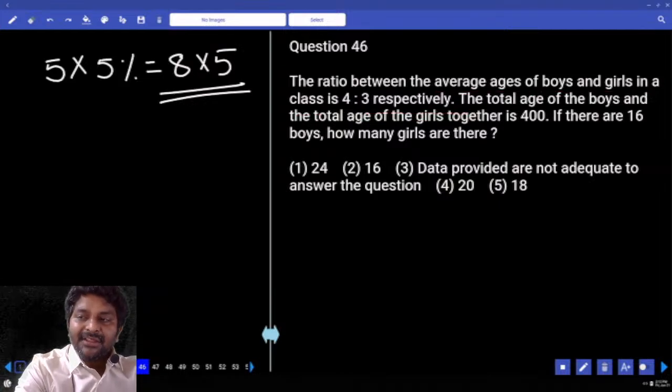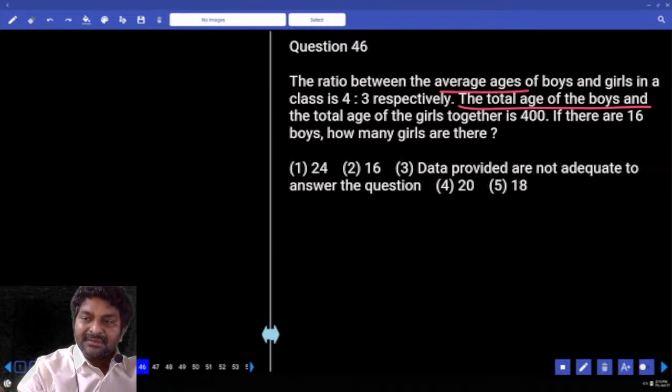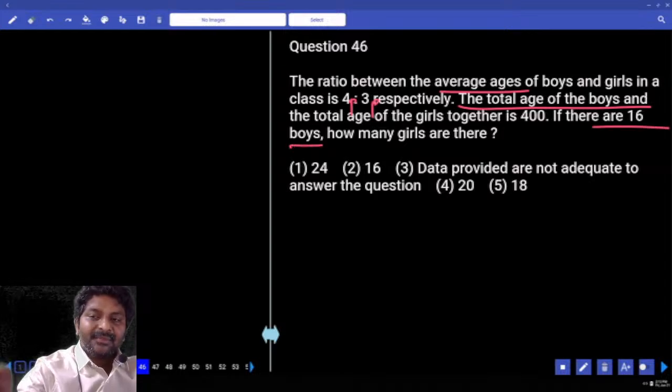The ratio between average age of boys and girls in a class is 4:3 respectively. The total age of boys and total age of girls together is 400. If there are 16 boys, how many girls are there? Okay. Now total age is mentioned. Average age of boys and girls. Ratio is mentioned. So we can treat it as 4 parts and then 3 parts. How many boys are there? And how much is their average?